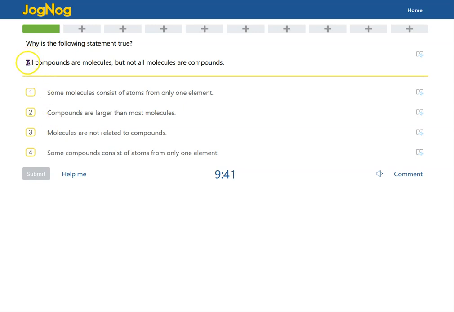Which of the following statements is true? This is a tricky one. All compounds are molecules, but not all molecules are compounds. You remember that molecules and compounds are both made up of multiple atoms, but compounds have to be made of different types of atoms, and where we know that molecules could actually have the same atom. So some molecules consist of atoms from only one element. So that is the reason that statement is true. These other ones are not necessarily true.